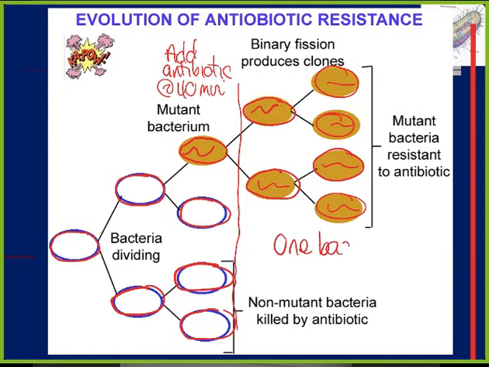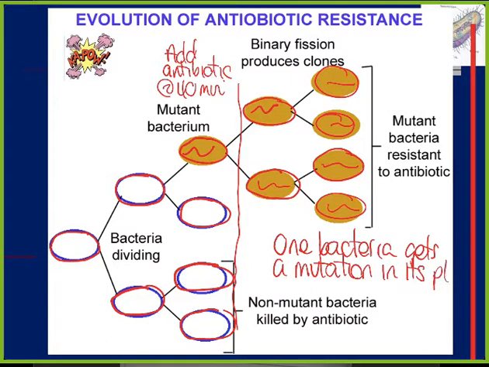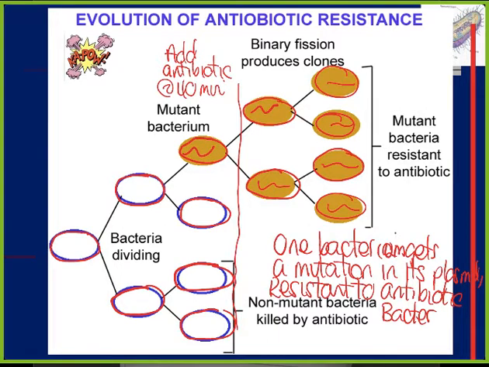So one bacterium gets a mutation in its plasmid, making it resistant to antibiotic. And said bacterium reproduces. So it's reproducing every 20 minutes, and that's the big issue.